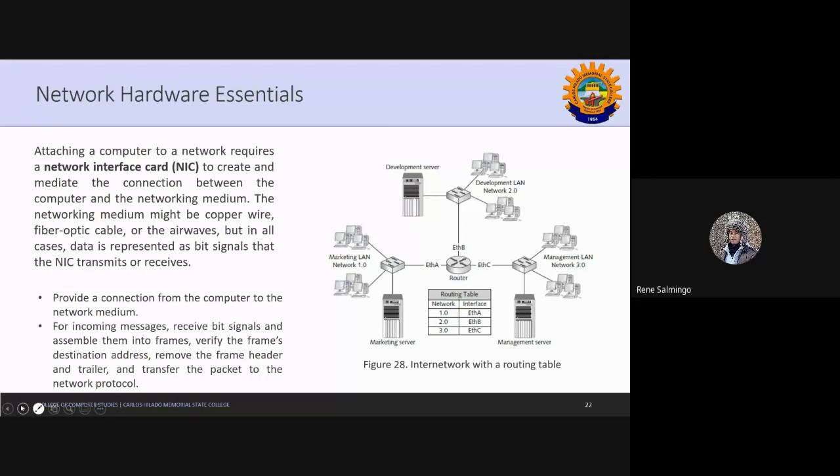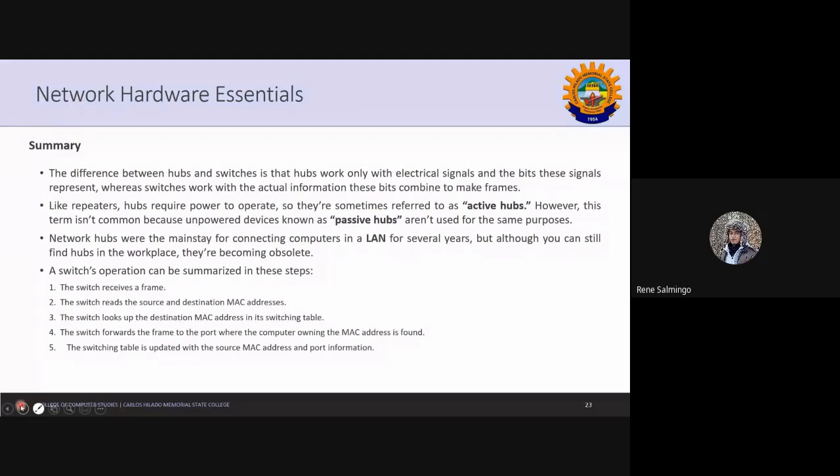Okay, so we move forward to the summary. The difference between the hub and switch is the hubs work only with electrical signals and the bits these signals represent, whereas switches work with actual information. These bits combine to make frames. Like repeaters, hubs require power to operate, so they are sometimes referred to as active hubs. But this term isn't common because unpowered devices known as passive hubs aren't used for the same purpose.